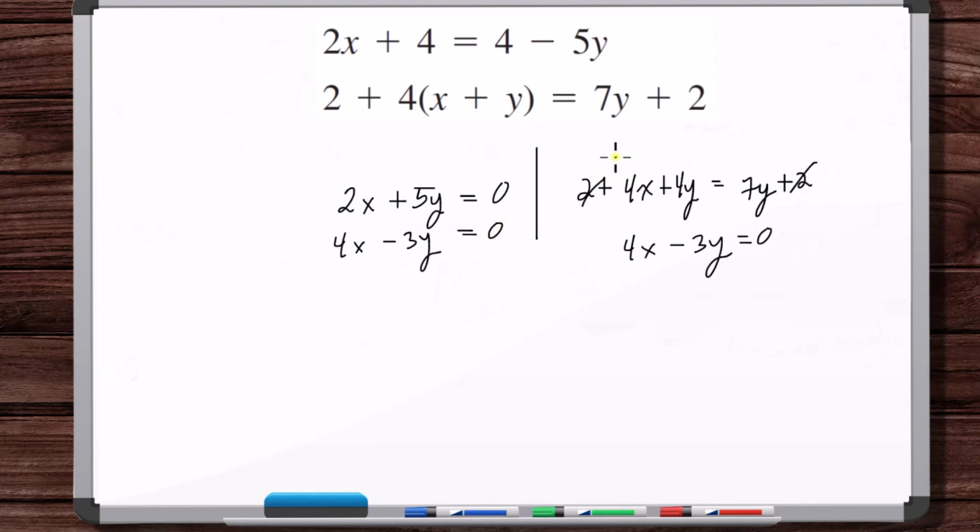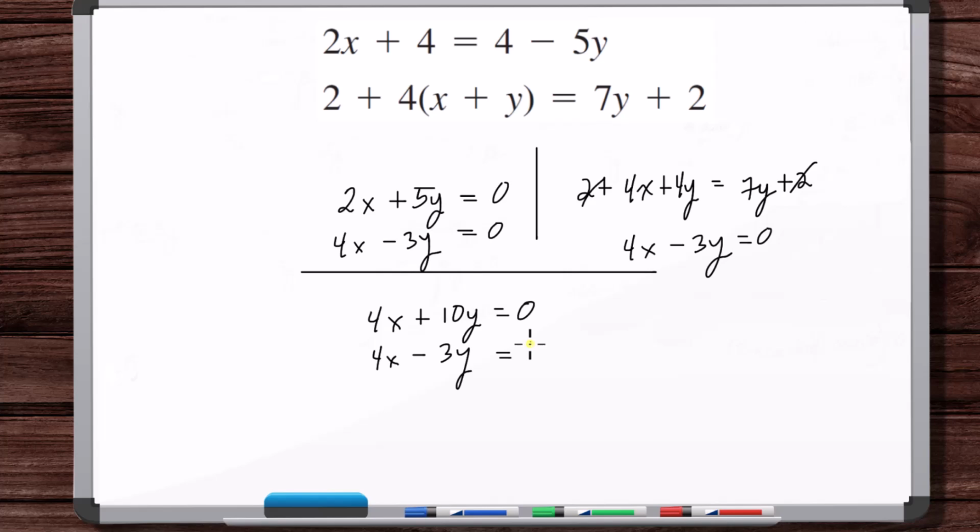Now let's multiply the first equation by 2. You get 4x plus 10y is equal to 0. And we don't need to do anything to the second equation. I keep matching up the x's to subtract out the x terms, but you could use the y terms as well. It doesn't matter. I'm just doing what's simplest.